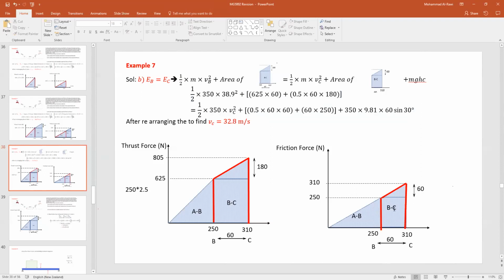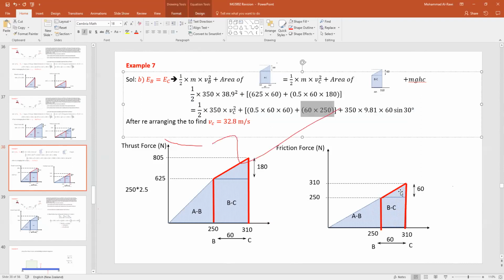Now here is a loss in energy. We got it due to what? To friction from B to C. So the first one is a rectangular, 60 times 250, that represents the first area. And then we got half of the base, 0.5 times 60 times 60, so half of the base times the height. You rearrange, you get the answer 32.8 meters per second.